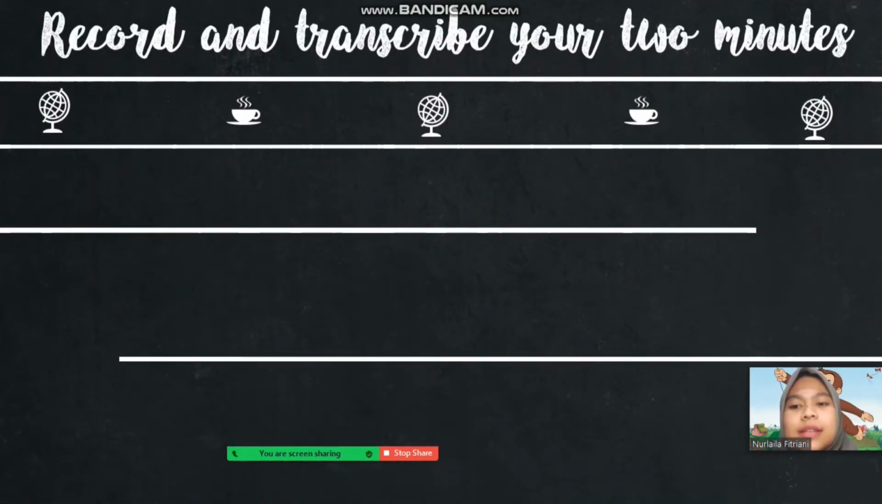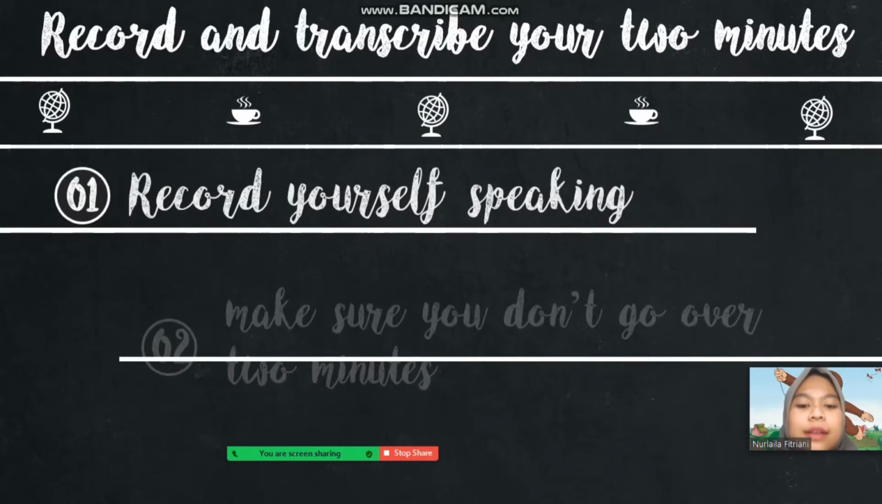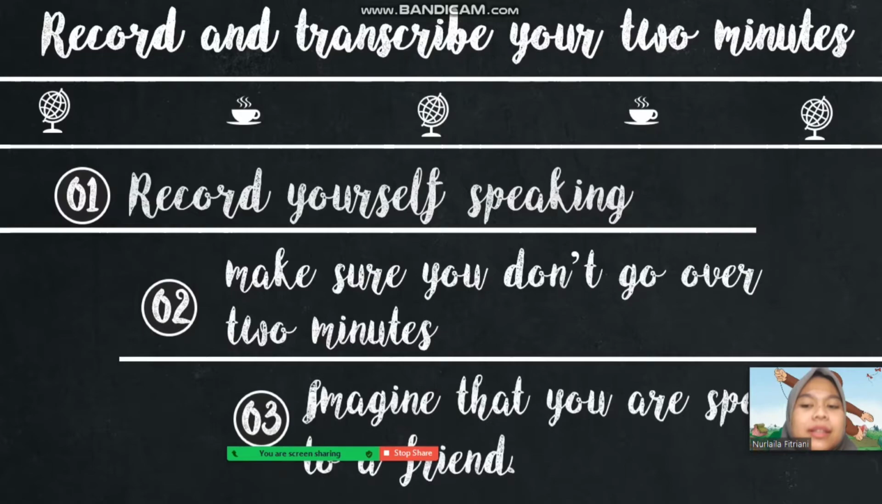The fourth stage that you should do in preparing your slide is record and transcribe your 2 minutes. So after you prepare your 2-minute talk, you should record and transcribe it. There are 3 steps that you should do in this stage. The first one is record yourself speaking, and then the second one is make sure you speak for 2 minutes. Don't go over 2 minutes. And while you're speaking, imagine that you are speaking with your friend to reduce your nervousness.